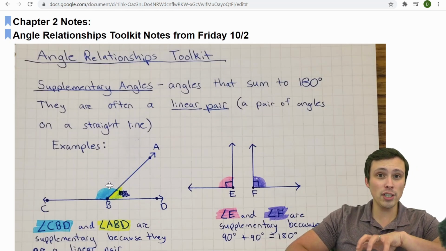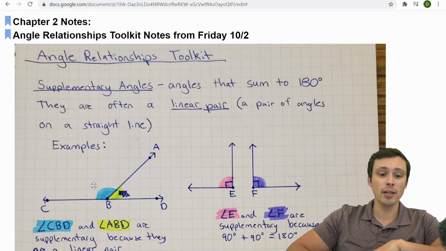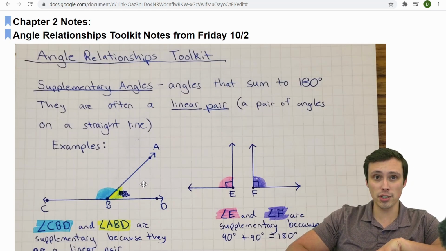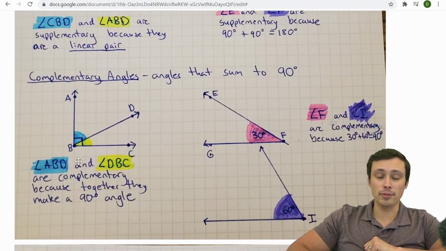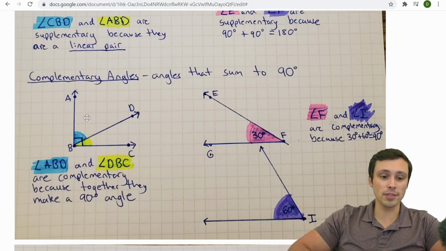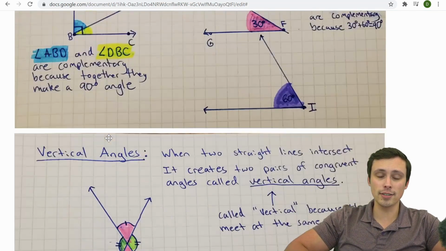If you had to write an equation where you had an expression for each piece, it would be one expression plus the other expression equals 180. Sometimes you'll see a 90-degree angle, a right angle, that's been split into two pieces. Any two angles that add up to 90 degrees are called complementary angles. The equation would be one expression plus the other expression equals 90, and then solve.